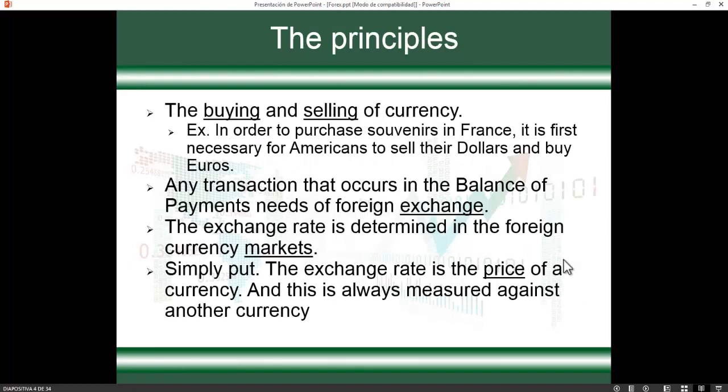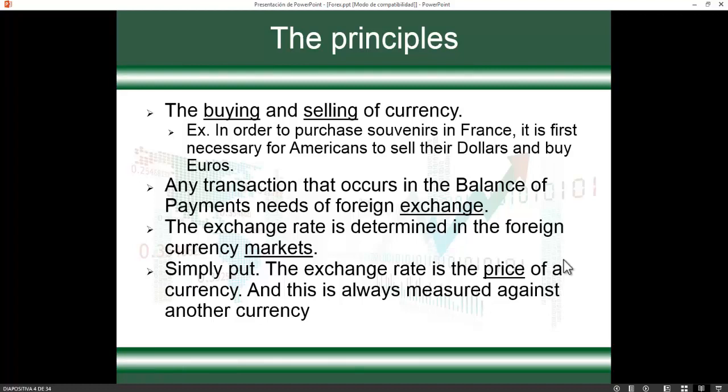Okay, so the principles of the market are very simple. If we don't try to go in too deep, it's pretty much the buying and selling of a currency. That's it. That's the forex market. An example of that is, in order for you to purchase souvenirs in France, Americans, for example, will first need to change their dollars and buy euros in order to purchase the stuff in France.